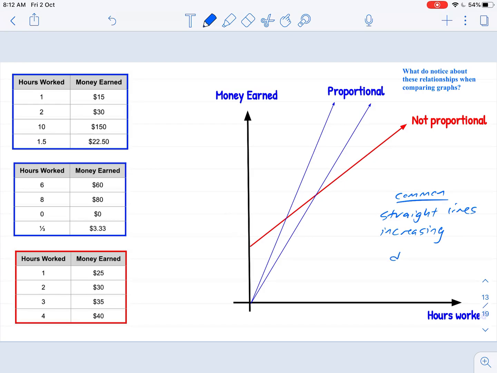The main difference in these is where they're starting, if you're looking at it graphically. The proportional relationships start at the origin. And the not proportional relationship doesn't. So when you're looking at them graphically, that's probably the most significant difference between those two.